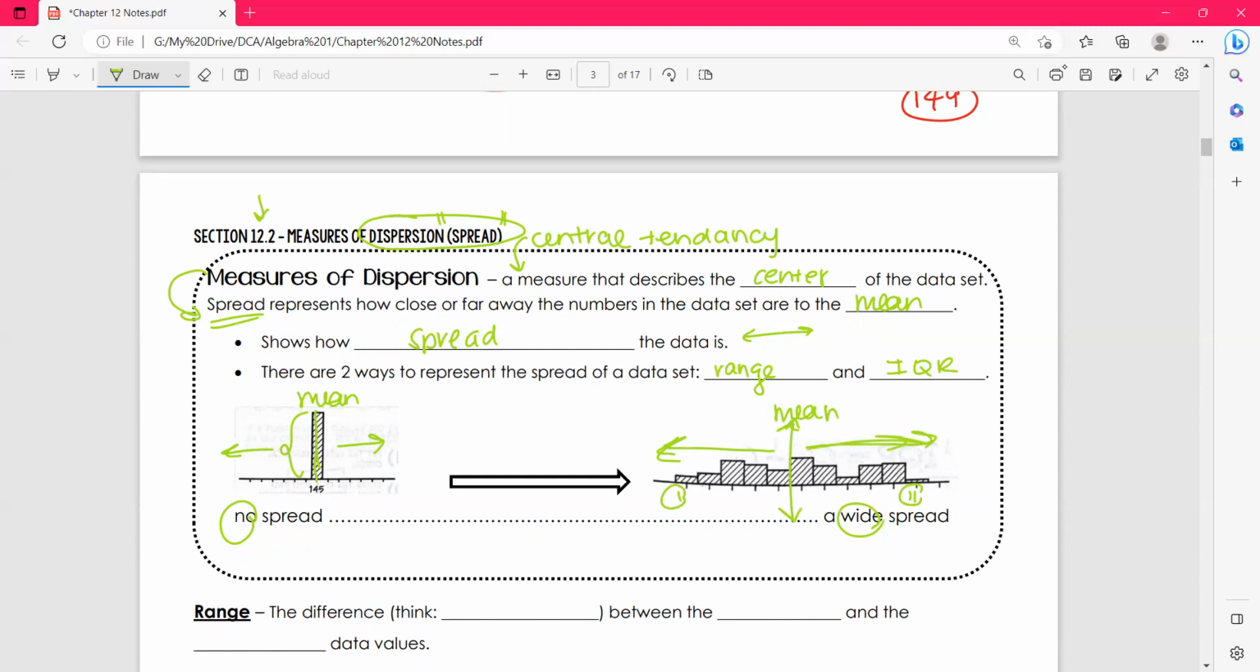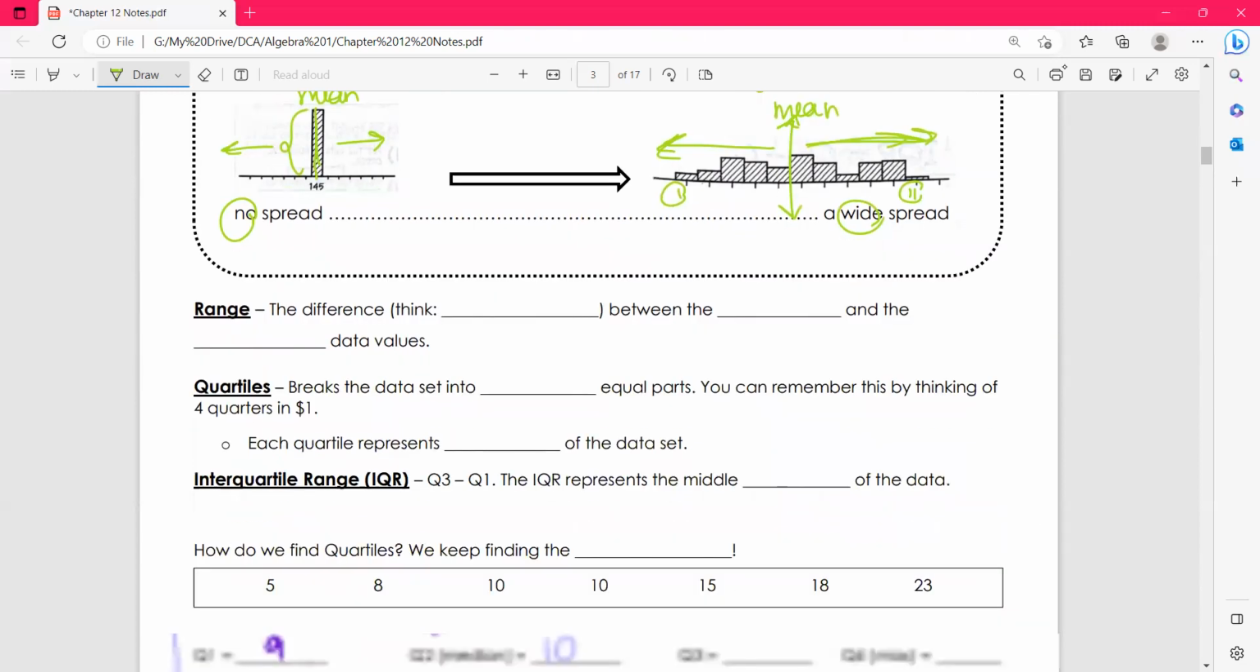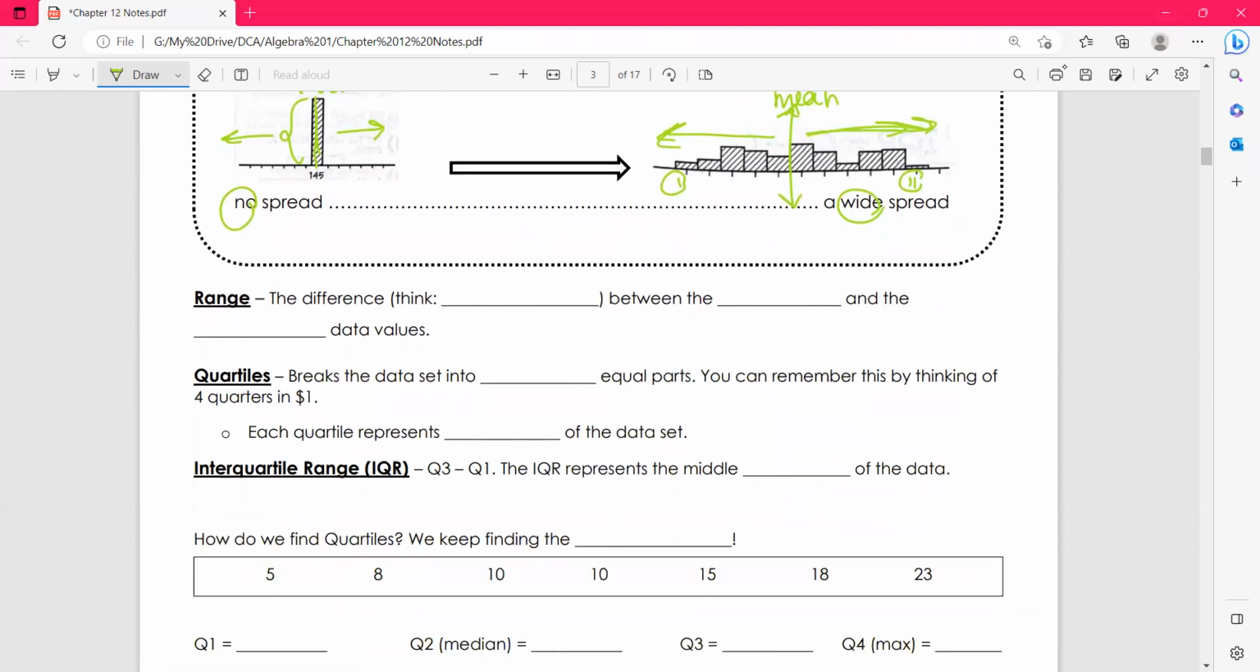Okay, we've got some definitions here. So range, think the difference, which is subtraction, between the minimum value and the maximum data value. And we do max minus the min to find the range. And that's super important.